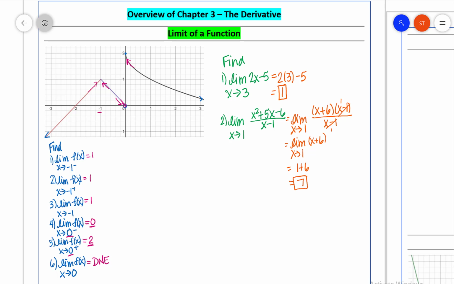I noticed for several of you on the homework and the review that you were dividing the numerator and denominator by x. You're only going to do that when you're finding the limit as x approaches infinity or negative infinity. Let's go on to infinity.